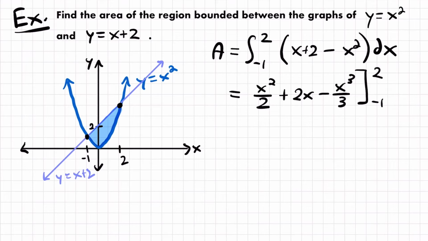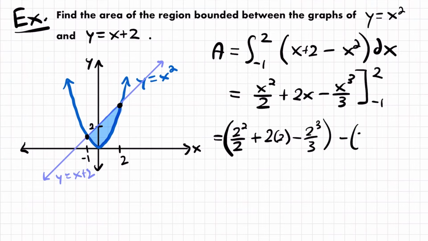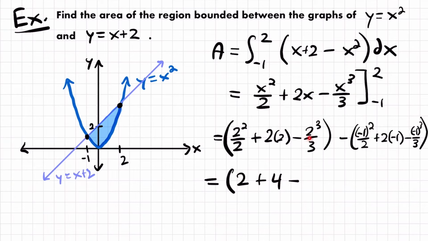And so let's plug in 2. This will be equal to 2 squared divided by 2 plus 2 times 2 minus 2 cubed divided by 3. And then we will subtract -1 squared divided by 2 plus 2 times -1 minus -1 cubed divided by 3. And so if we simplify, this will be equal to 2 squared divided by 2. 2 squared is 4, and divided by 2 is still 2. So we'll have 2 plus 2 times 2, that's equal to 4. So we'll have 4 minus 2 cubed divided by 3. 2 cubed is 8, so we'll have 8 thirds.